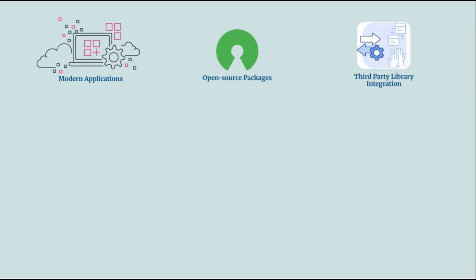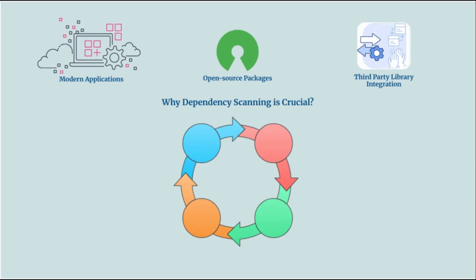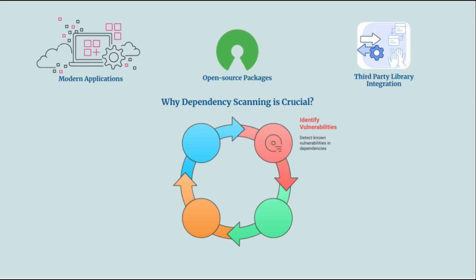Most modern applications are built on open-source dependencies and third-party libraries. While these components provide significant benefits, they also introduce potential vulnerabilities. Here's why dependency scanning is crucial. 1. Identifying known vulnerabilities. Vulnerable dependencies can be exploited by attackers, leading to data breaches, system compromises, or unauthorized access.